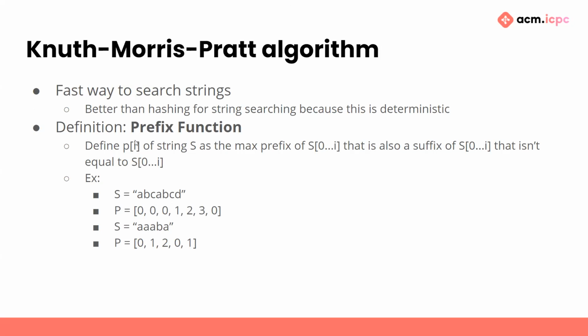The next topic I'll be talking about today is called the Knuth-Morris-Pratt algorithm, also known as the KMP algorithm for string matching. This is a very fast algorithm to search strings. And it's better than hashing for string searching because it's deterministic, while hashing is not. But based on what I explained before, hashing is really good for string matching, but it's not so good for string searching.